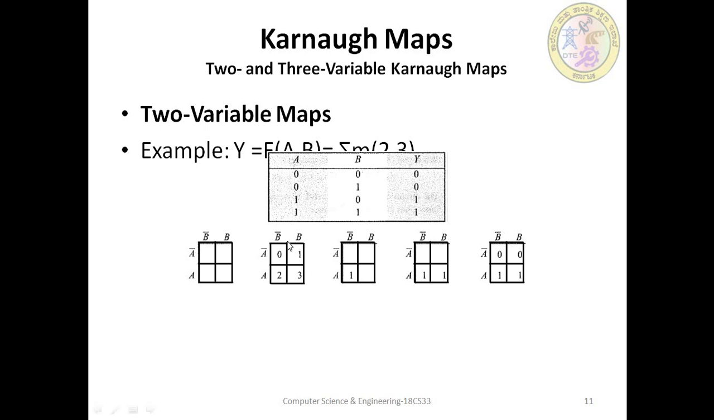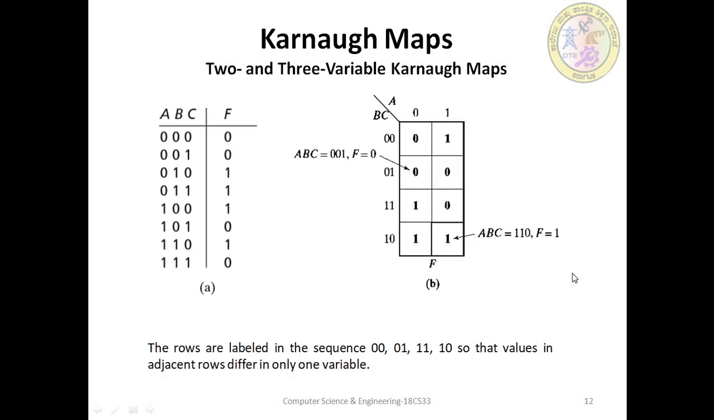So 2 and 3, 0 1 2 3, right? Suppose we have to place it in the 2 1 3 combination. Now this can be grouped as a pair. We know that b and b bar cancel each other, and the result we get here is only a. That is with respect to our two-variable combinations.